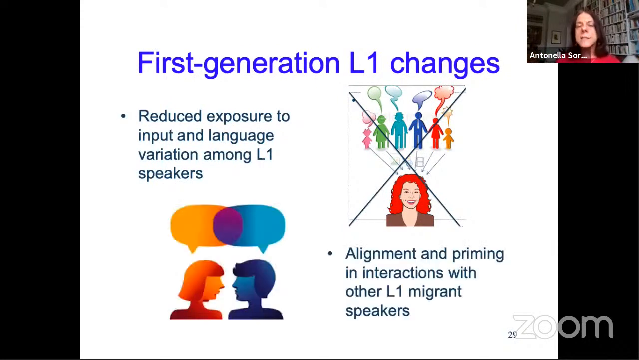Also, they start speaking to other speakers of the same language who migrated to the same community. So other L1 native language migrant speakers, and in interacting with these speakers, there are processes of alignment, so copying each other, so to speak, priming each other, and so processes of adjustment to each other in these communities.